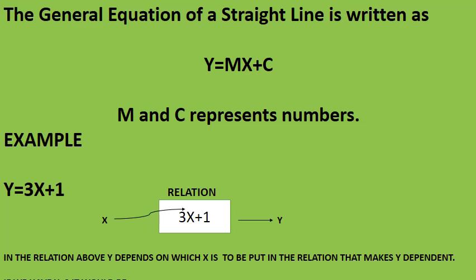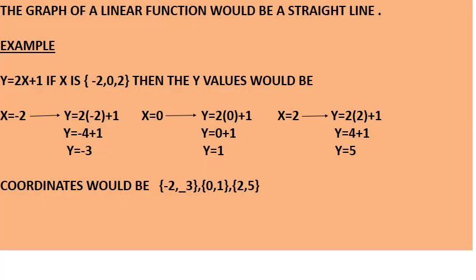Example, y = 3x + 1, where the relation is 3x + 1. x would be the input and y would be the output. In the relation above, y depends on x, where x is put in the relation that makes y dependent. A graph of a linear function would be a straight line.